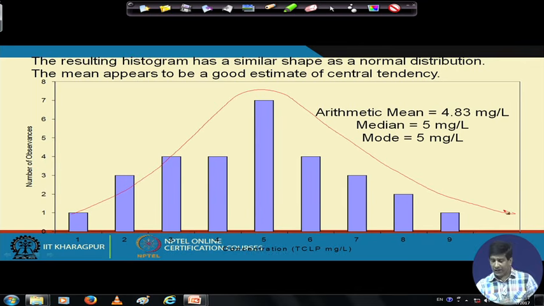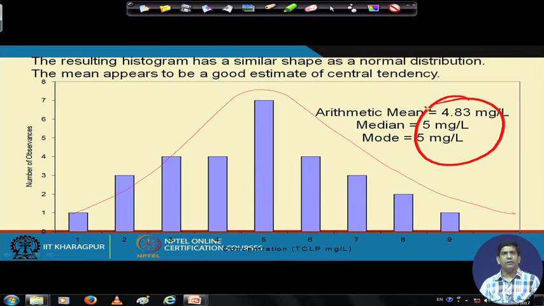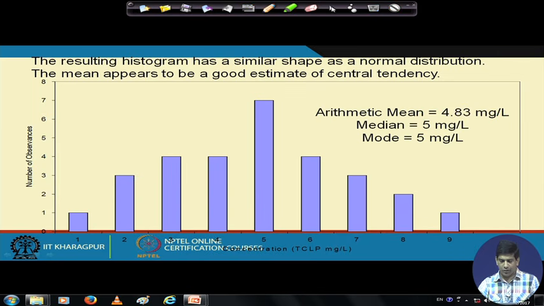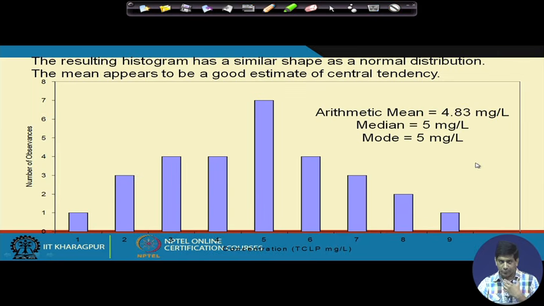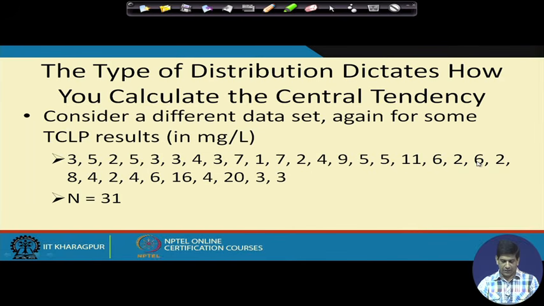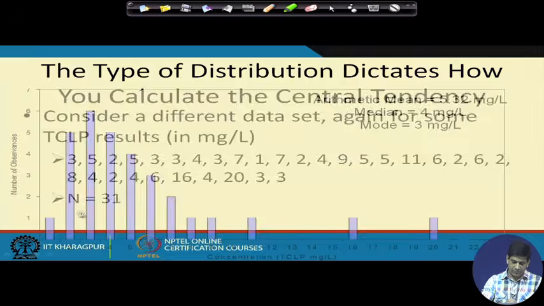Then you can calculate the arithmetic mean, the median, and the mode. Those give you the numbers in terms of central tendency, and there is a way to find out whether it's a normal distribution or not. I would say there is a kind of rule of thumb to find out, and we'll talk about that. And then you have a second data set where we had some samples.